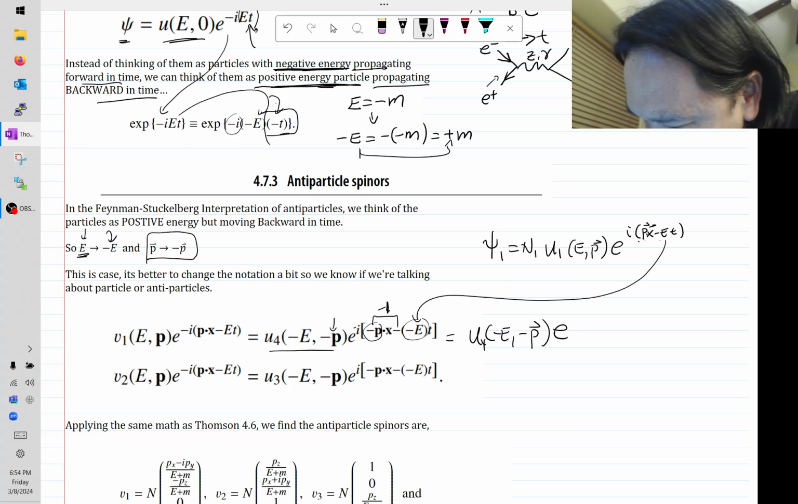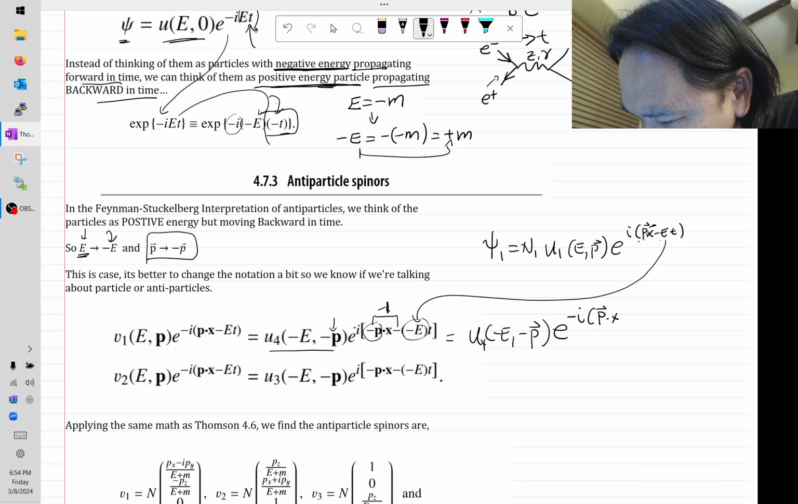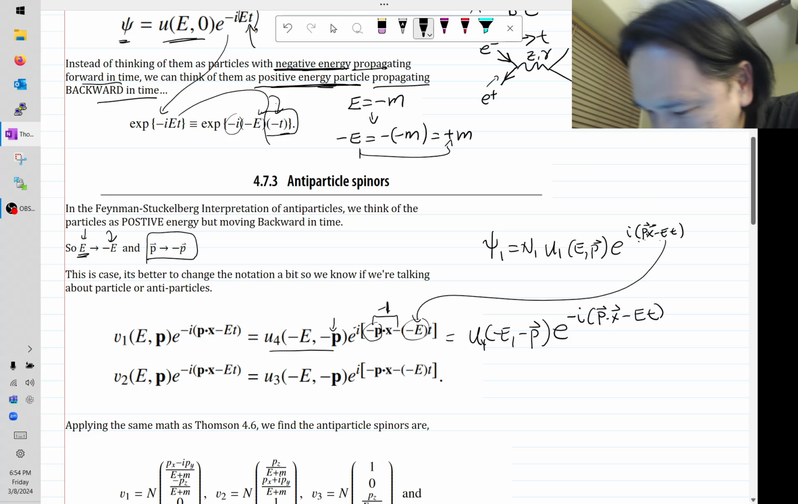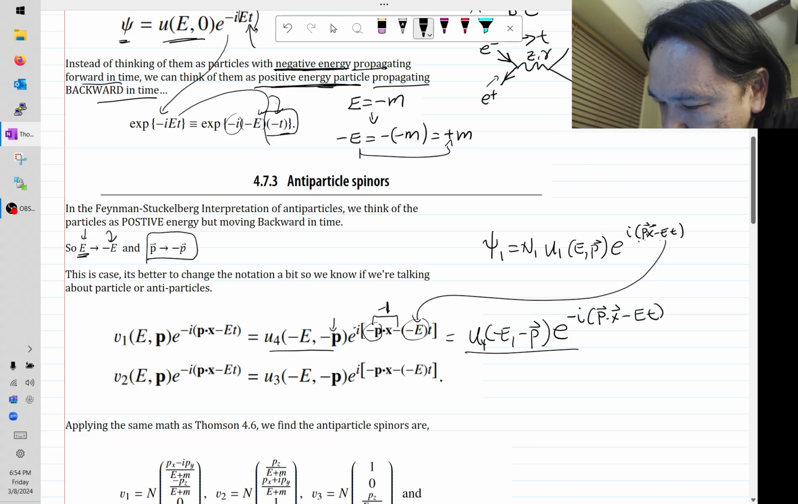Factoring out that negative one, just put it in front. You still have this p dot x, minus. There are two minus signs here. I'm going to factor out one of them. This looks almost the same, except for this negative sign in front.